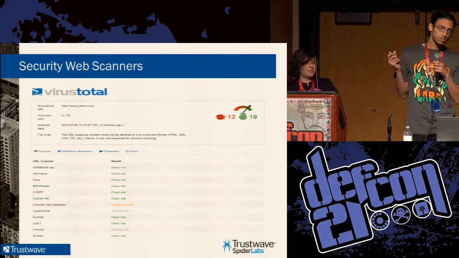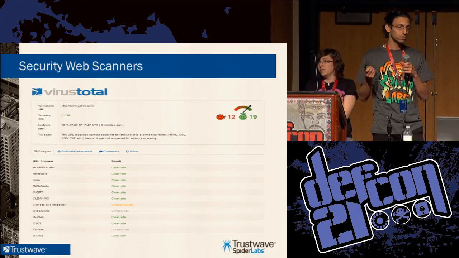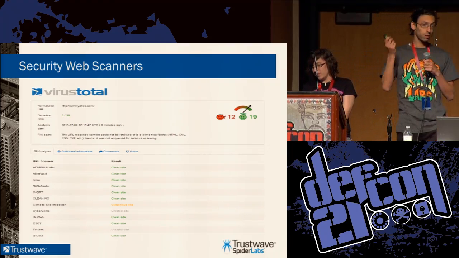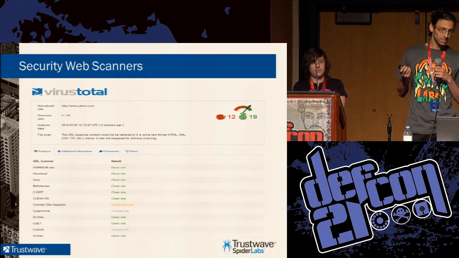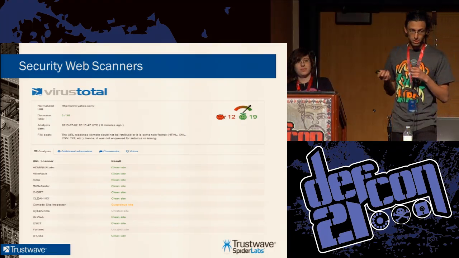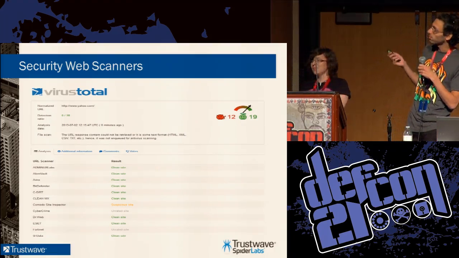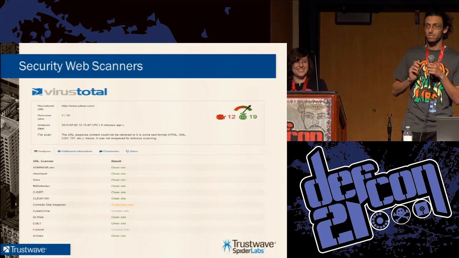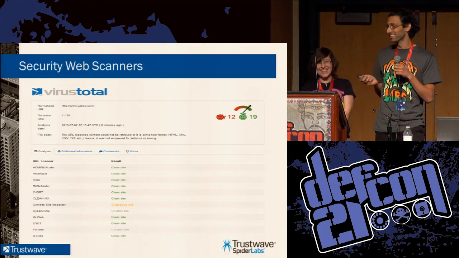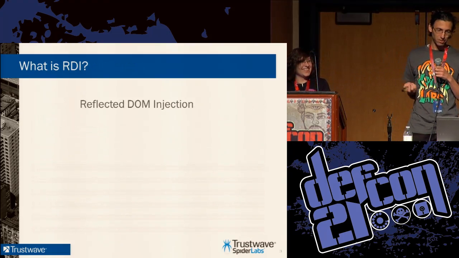Okay, so we use the VirusTotal website to scan a different website, a popular website, yahoo.com. And as you can see, the security vendors pretty much agree that it's a clean and safe website. Except for Commodore, which finds Yahoo suspicious for some reason that I really don't know why. But let's just move on.